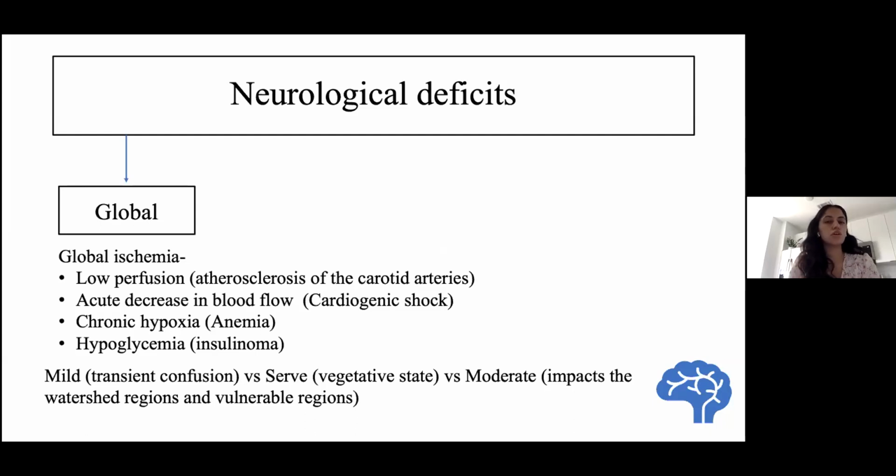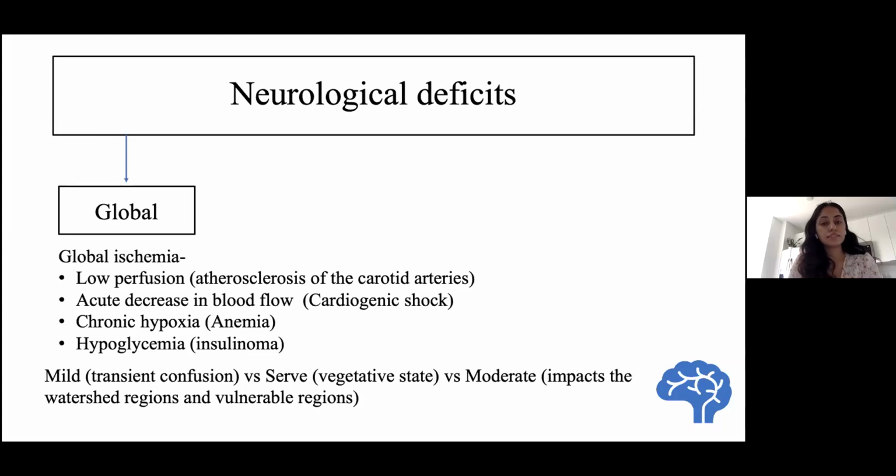When we're talking about global ischemia, it could be secondary to low perfusion. You can have significant calcified disease of the carotid artery, which is limiting the amount of blood getting to your brain. It could also be due to an acute decrease in blood flow. Let's say someone has cardiac arrest and their heart isn't pumping. Now the brain is not getting any blood. It could be due to chronic hypoxia secondary to anemia. They don't get enough oxygen because red blood cell turnover is so rapid.